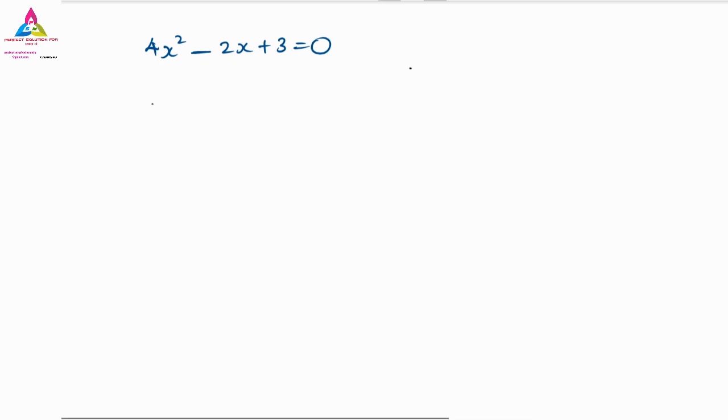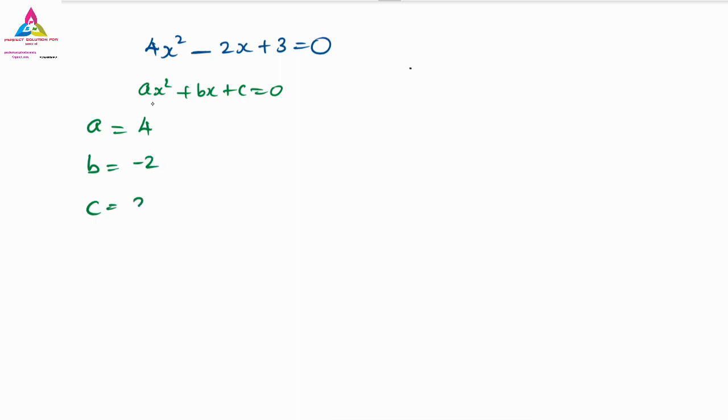Okay, let us go with this. Once all of you see ax square plus bx plus c is equal to 0. So a value, yes, very good. Those are already finished, very good. A value, b value and c value are important. So a value over here is 4. B value is minus 2 and c value is 3.